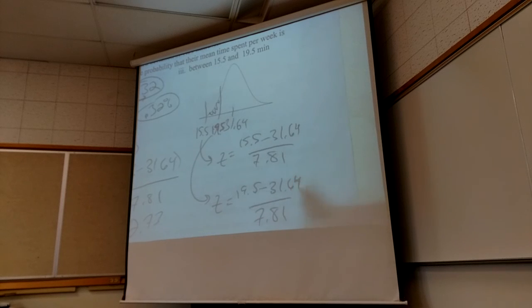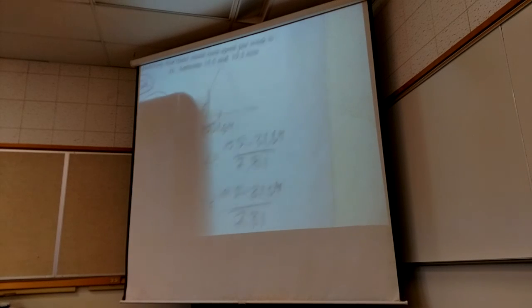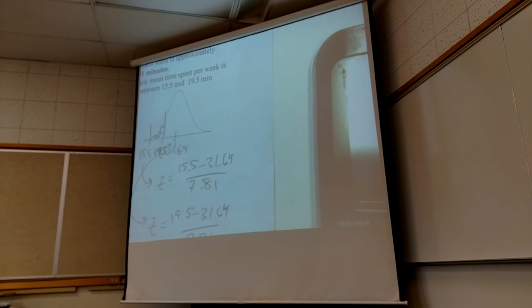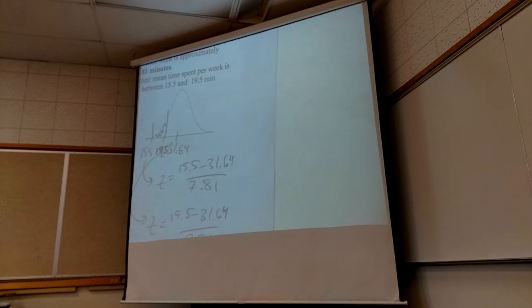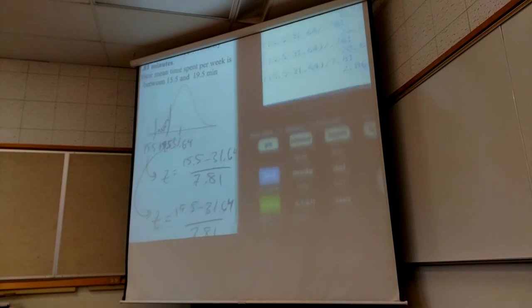All right, let's see if we can do this without controversy. What do you guys get for the z-score? 15.5. I heard a lot of different numbers. Negative 1.55. You're talking about the first z-score? Oh, it's 7.81. There you go. I can't even do it without my own controversy.